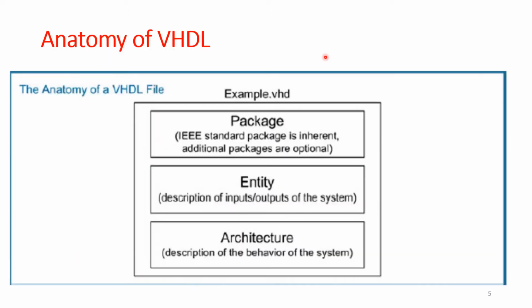So this is the anatomy of VHDL, like how a code looks. Initially we will call the library functions. The IEEE standard package is used here, and the second part is the entity. The description of input and output of the system is given there, and the third part is the architecture. The description of behavior of the system is given there. Altogether it is called a VHDL module.